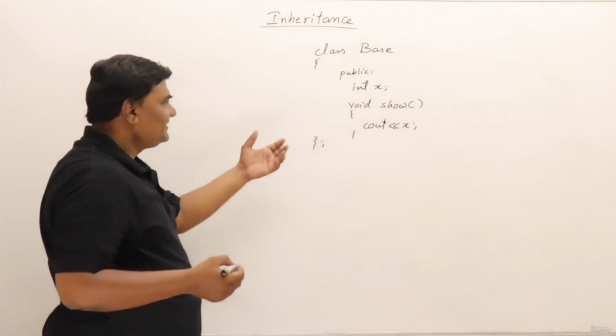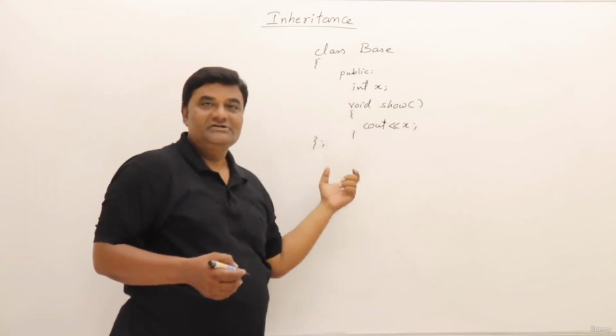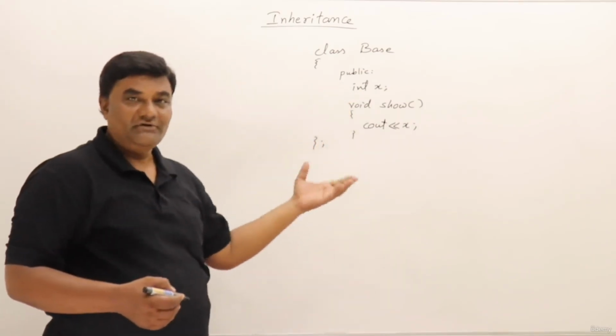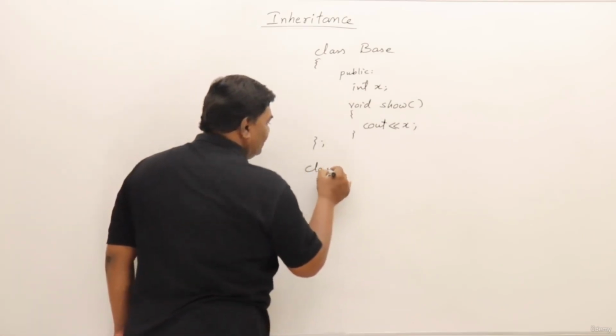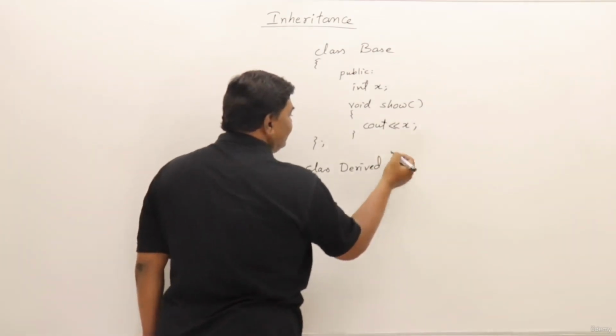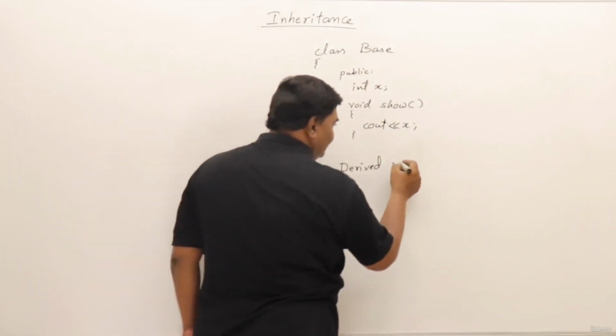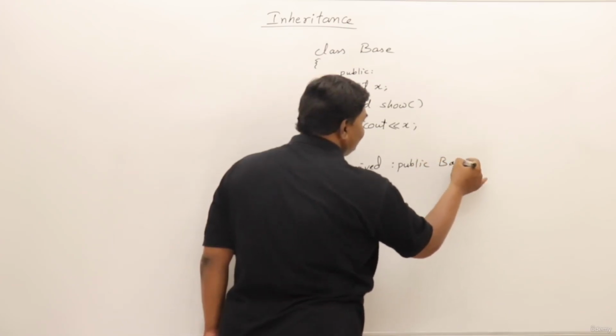That's all. A simple class I have written, which has one data member, the variable x, and a function show, which will display the value of that x. Then I will write a class derived, and that is inheriting from base class. So here I will write public base. So this is the syntax.